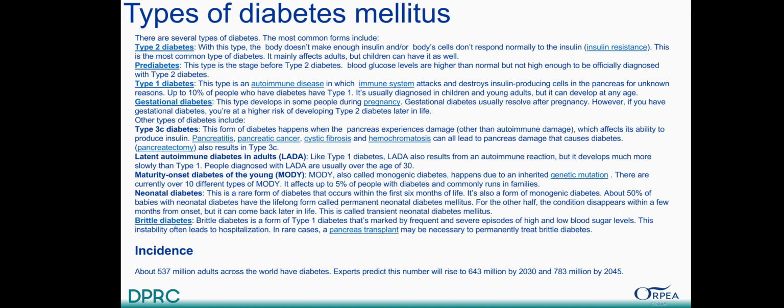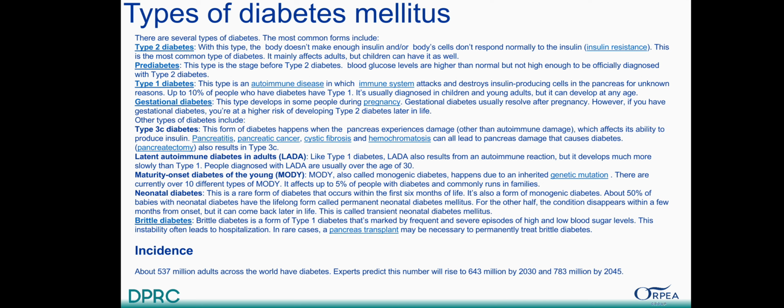Brittle diabetes. Brittle diabetes is a form of type 1 diabetes that is characterized by frequent and severe episodes of high and low blood sugar levels, and this mainly leads to hospitalization. In rare cases, pancreas transplantation is the only way of management for brittle diabetes.